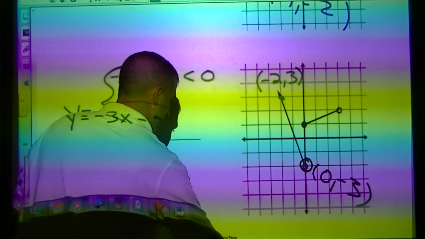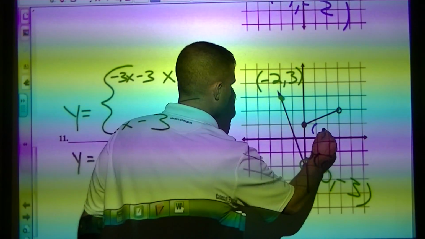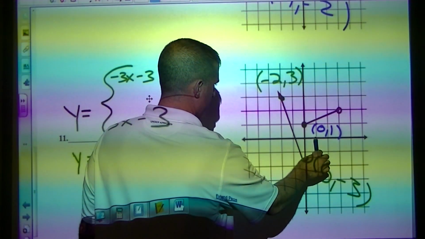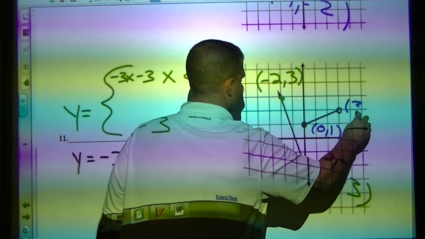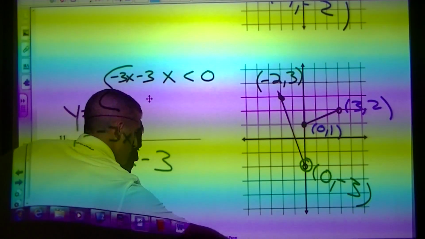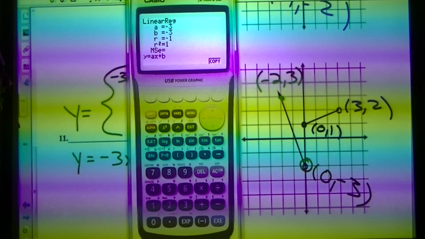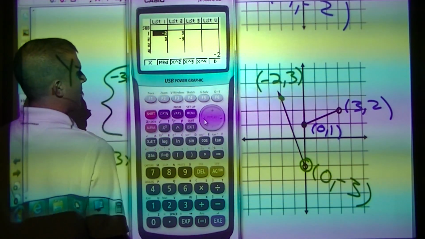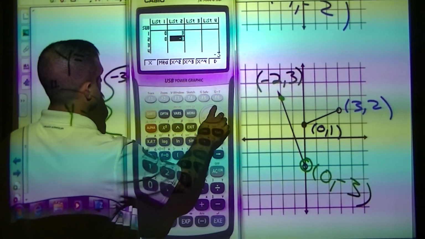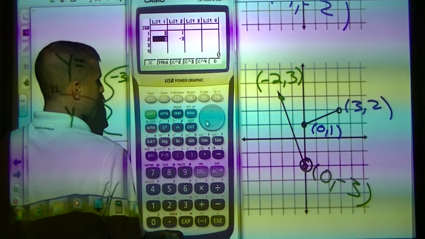Now for this one, I'm going to use the point 0, 1. I'm also going to use the point 3, 2, to come up with that equation. You can also count the spaces if you like. Either way is an appropriate way to do it. So I'm at 0, 1, and then I'm at 3, 2.